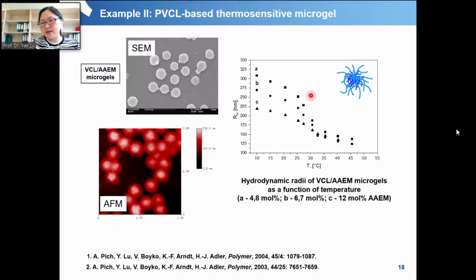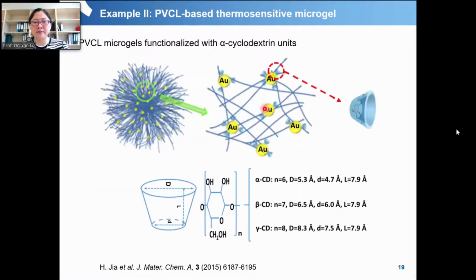28 degrees Celsius. And here you can, of course, change the functional monomer concentration. So here is the AAEM concentration in the microgel system. And of course, with the increase of AAEM, you will have a smaller particle size in that case. So you can really well define your particles by the different parameters during the synthesis.